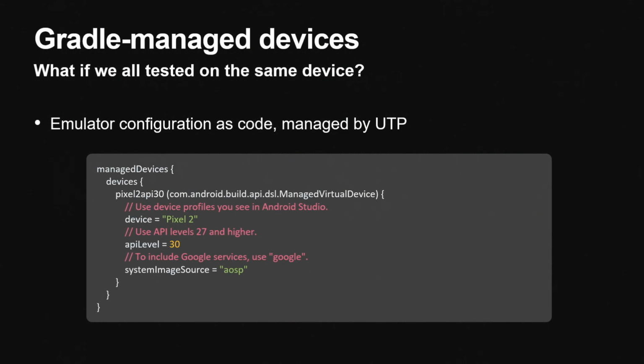And we have a couple of choices here. So AOSP is relatively slimmed down. It's Android without any of the proprietary Google stuff. But if you need that Google stuff, you can swap out AOSP for Google.